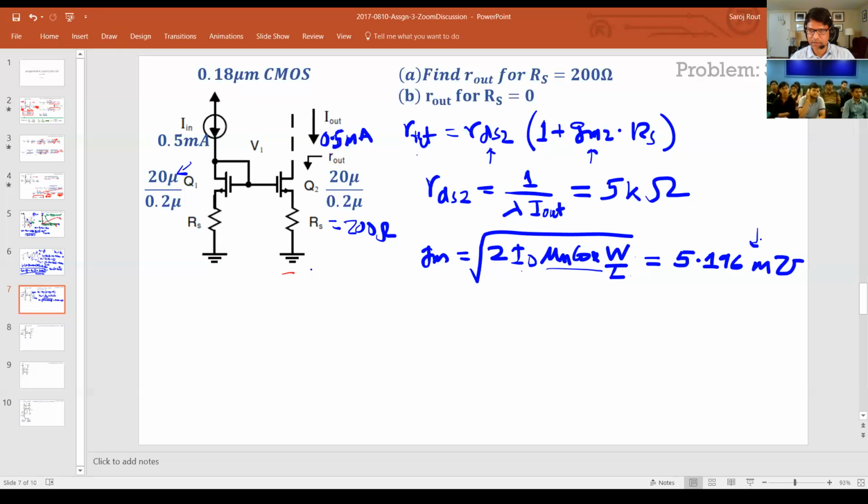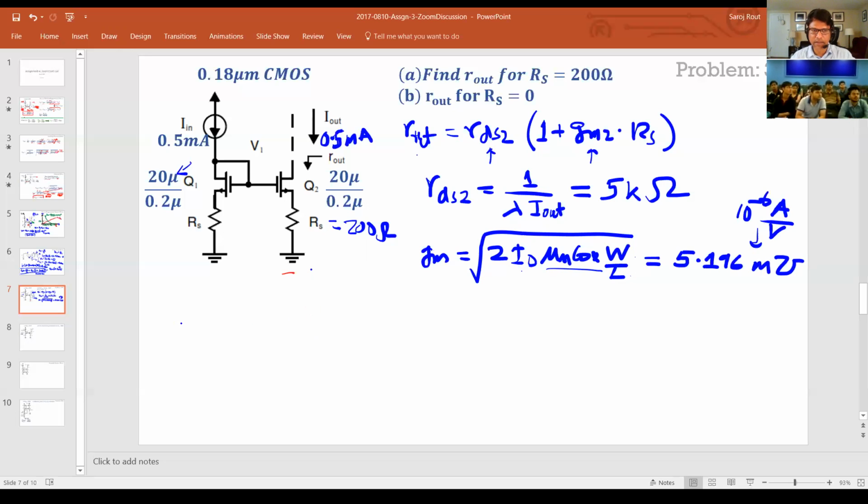millisiemens. By the way, millisiemens is nothing but 10 to the power minus 3 amp per volt. If it is volt per amp, it's ohms. If it is amp per volt, it's Siemens. So whenever I write that, just remember that.